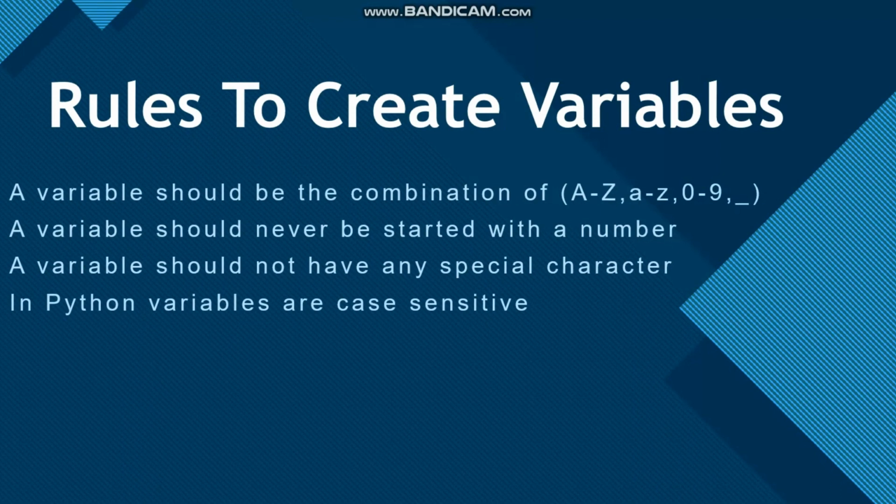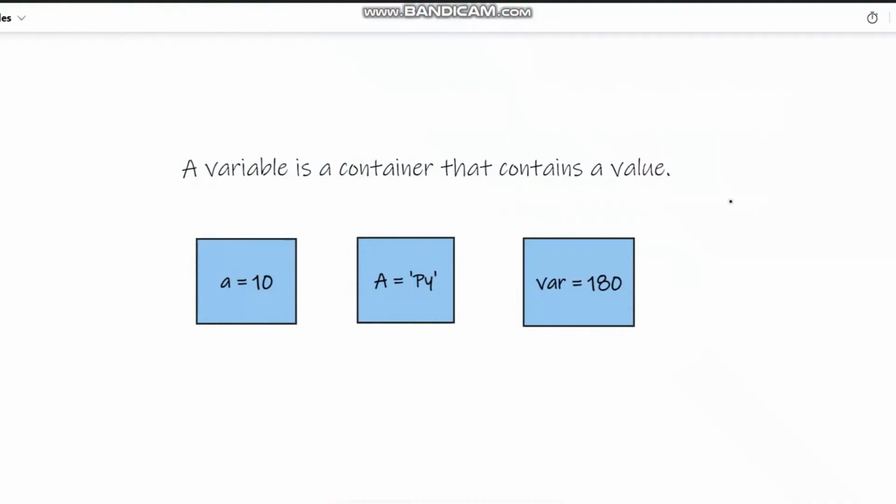We'll be discussing these rules directly in the IDE. We'll be using an IDE called PyCharm. So we'll look into variables, how we declare variables, and what the rules are, as we discussed and saw in the slides. Let's look at how variables look. As you see here, we have a container, right? Different boxes you can see, like small a is equal to 10, we have mentioned like this, and capital A is equal to pi, var is equal to 180, like this we have mentioned, right?